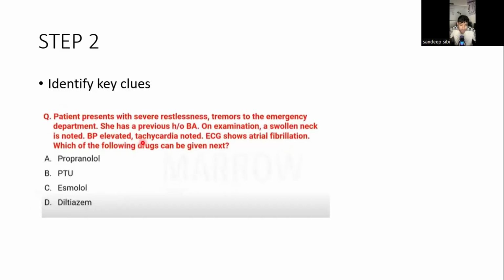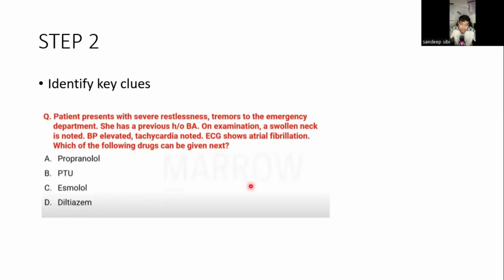So, step 2, always identify key clues. For example, a patient presenting with restlessness, tremors, with previous history of bronchial asthma, has a swollen neck. Pulse pressure is elevated, tachycardia is present. So, swollen neck with tachycardia is always what? It is always thyrotoxicosis. But here you have to note, the patient is having bronchial asthma. In bronchial asthma, non-selective beta blockers are contraindicated. So propranolol can't be given. But the patient is having atrial fibrillation.